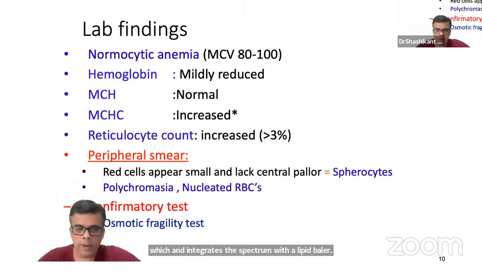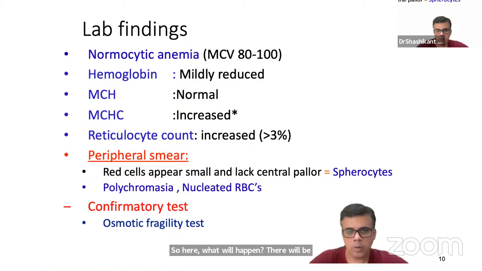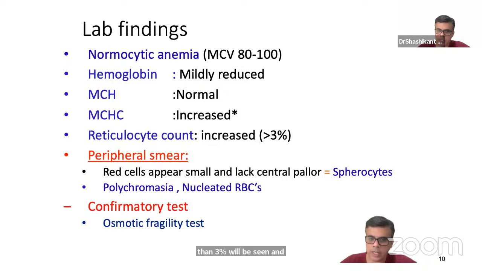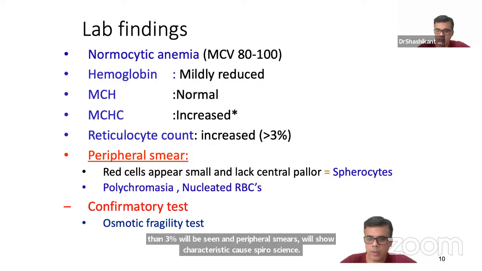So here what will happen? There will be anemia, which is generally seen in all cases of hemolytic anemias. Hemoglobin is mildly reduced, MCH may be normal, MCV may be normal or slightly decreased, but the most remarkable part that is often asked in your questions or vignettes is the increased MCHC, and there is a reticulocyte count increase of more than 3%. Peripheral smears will show characteristic spherocytes, and there is polychromasia, nucleated RBCs are there.